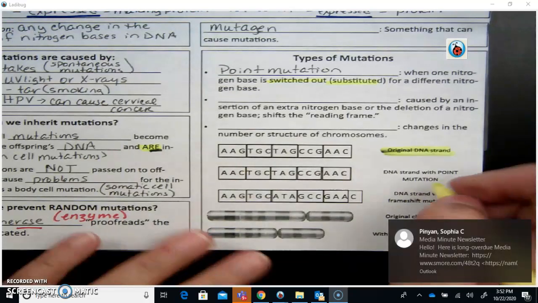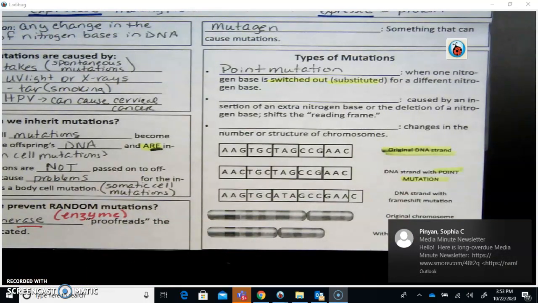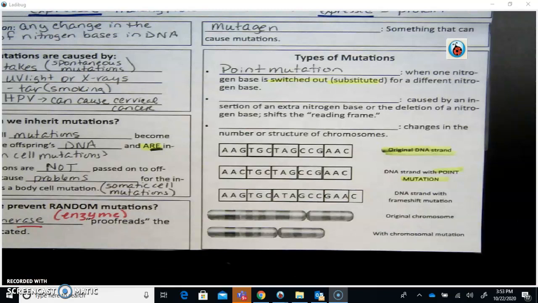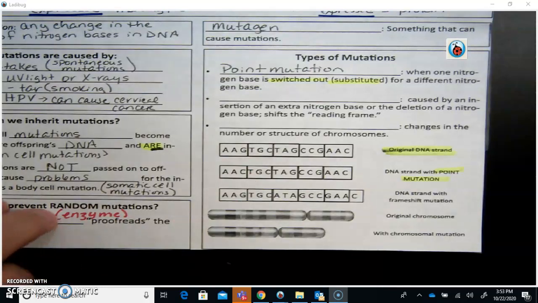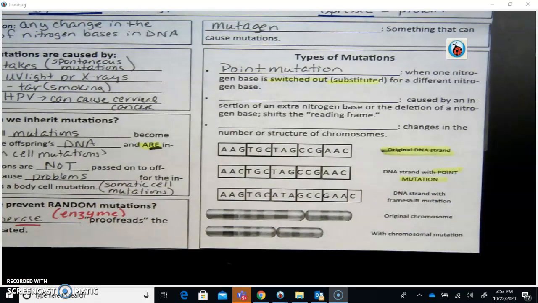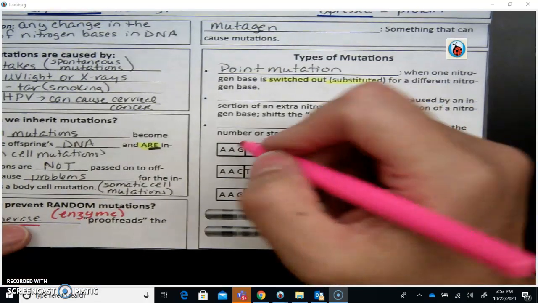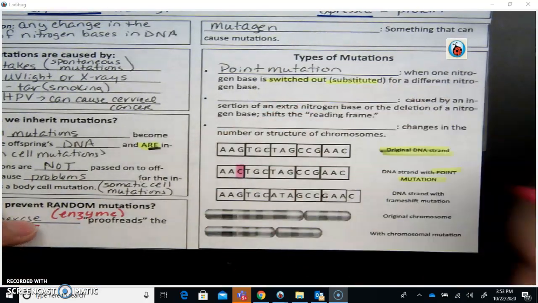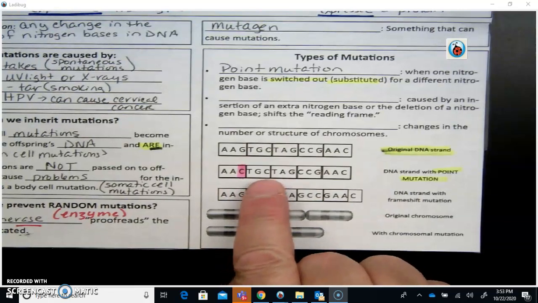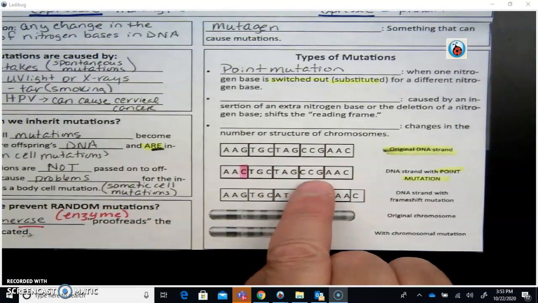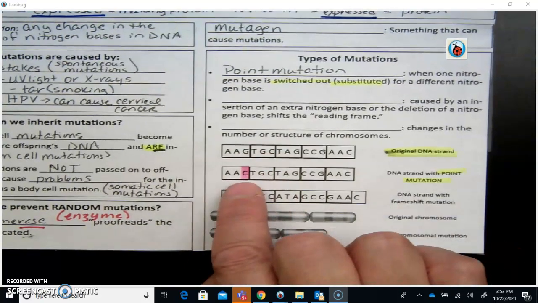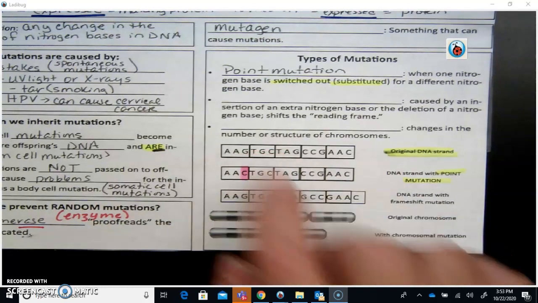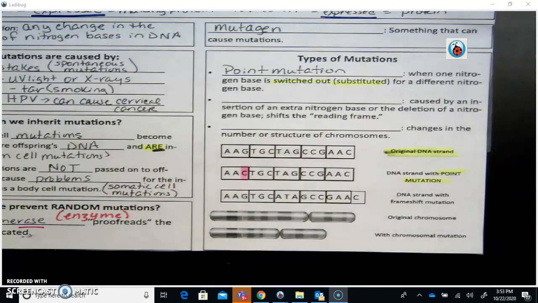But what if there's a point mutation that happens? Let's see what's wrong. Right here is our point mutation. It should be a G, but it's now a C. The rest of the letters are right: TGC, TAG, CCG, AAC. So right there, it should be a G, but it's now a C. So the C was substituted for the G. So that is considered a point mutation.